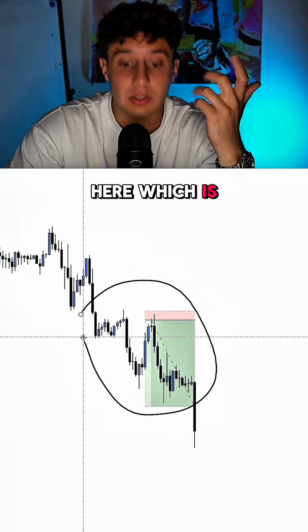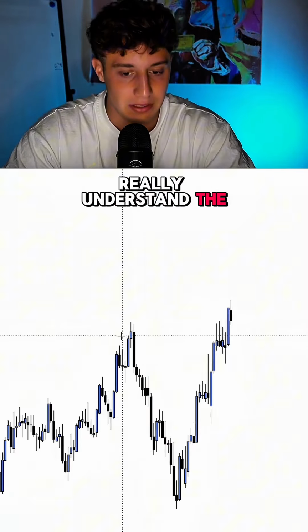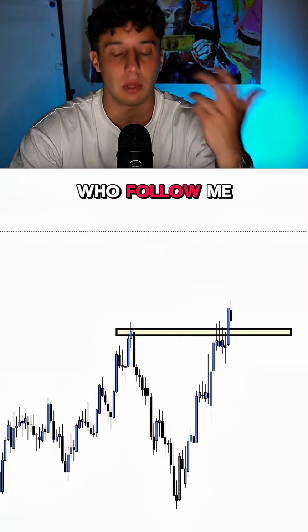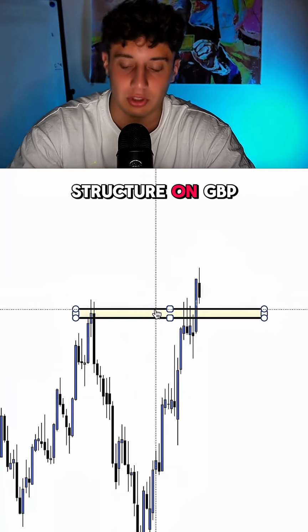On this entry here, which is a 1 to 9, how could we have taken it? Let's start from the higher time frames, as always, to really understand the situation. This was the weekly, so for those who follow me, you know that I like to analyze multiple time frames, and here we had just broken this previous structure on GBP USD.